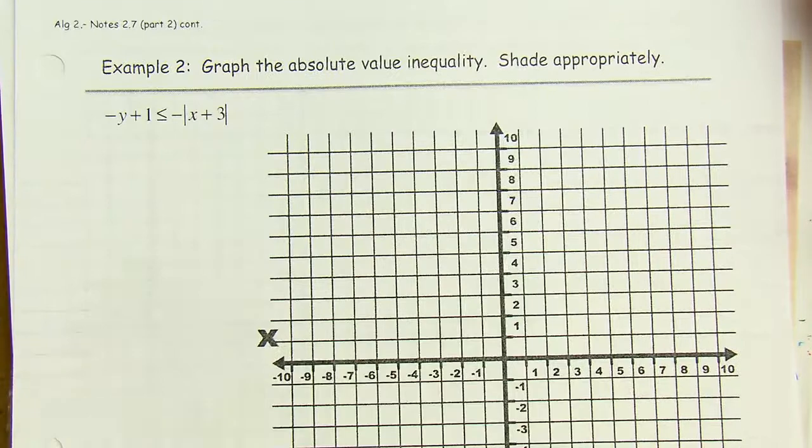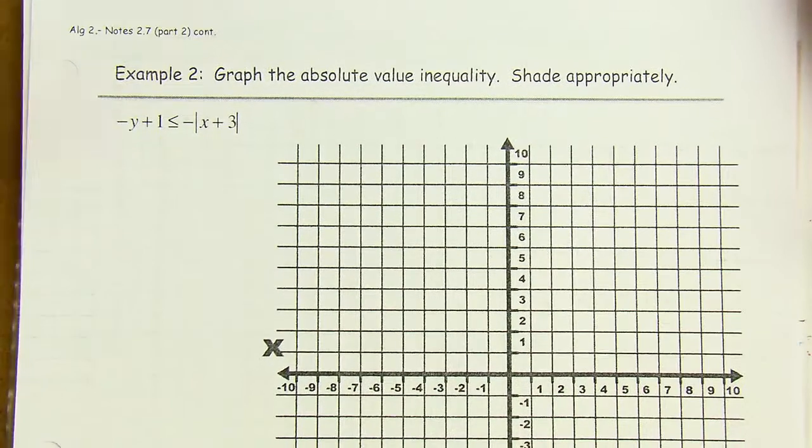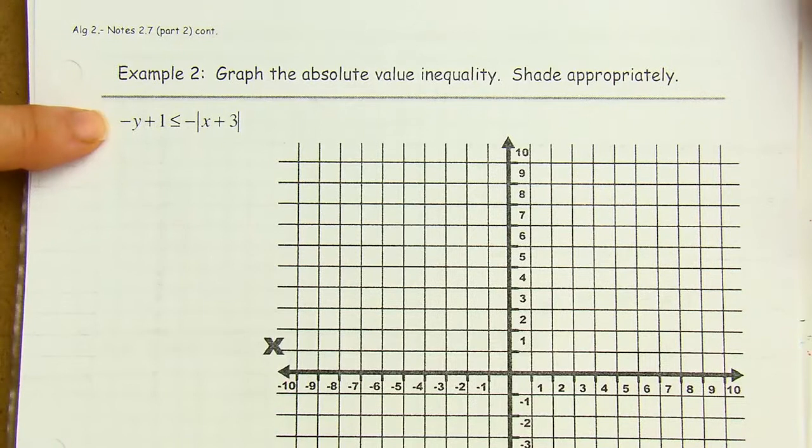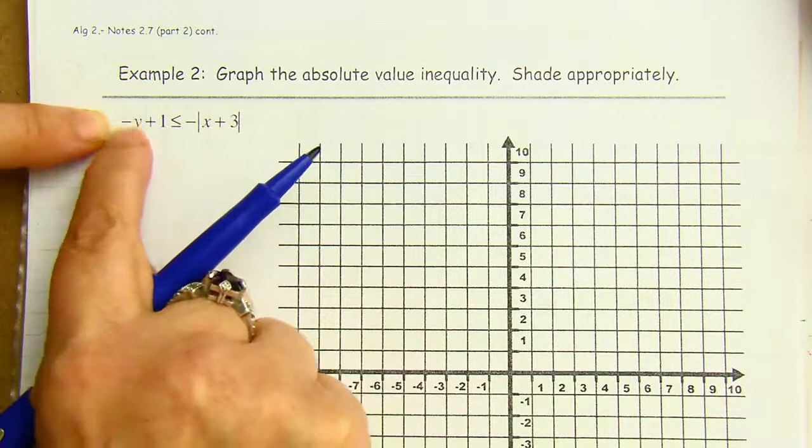Example number 2 says, graph the absolute value inequality and shade appropriately. Notice this thing does not have y by itself, so I have to solve it. I've got to move the 1 over, and then I have to divide by a negative.